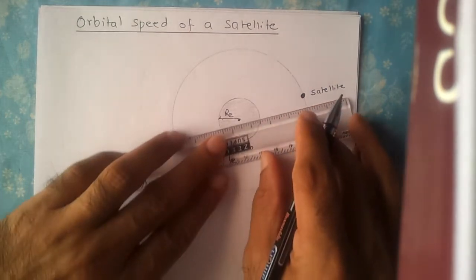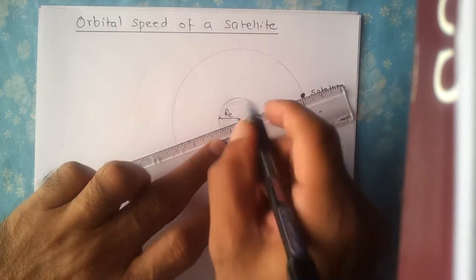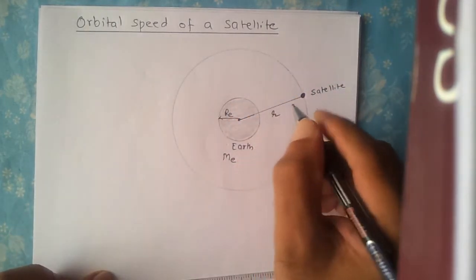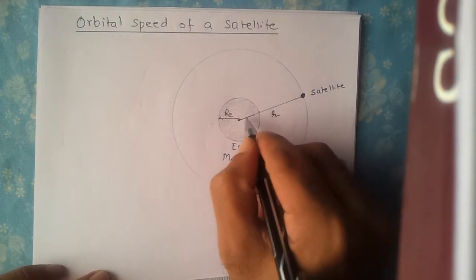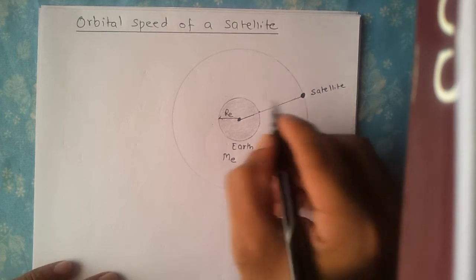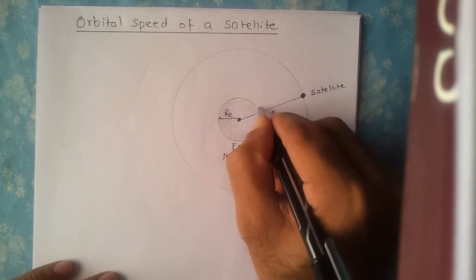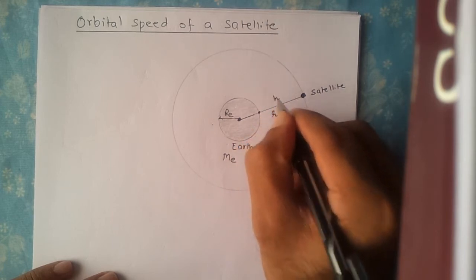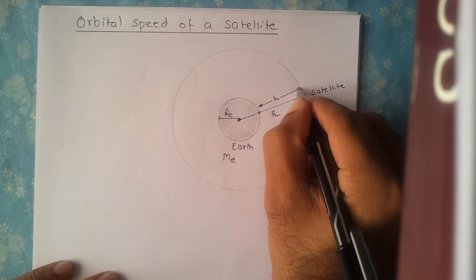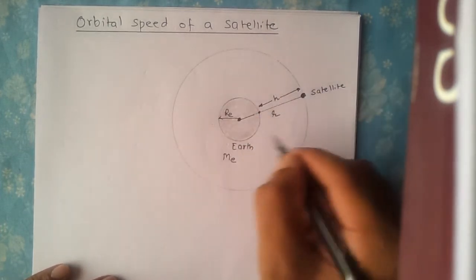And let us say the distance between the center of the Earth and the satellite, we'll call this R. And this R is the distance from the center of the Earth to this satellite, and this distance from the surface of the Earth to the satellite we'll call H. So this is H, the height above the surface of the Earth at which the satellite is revolving.